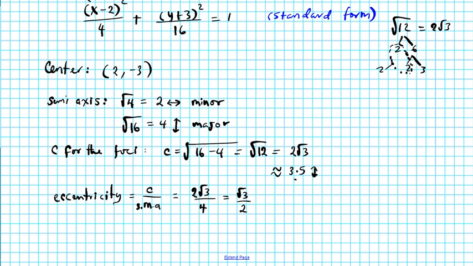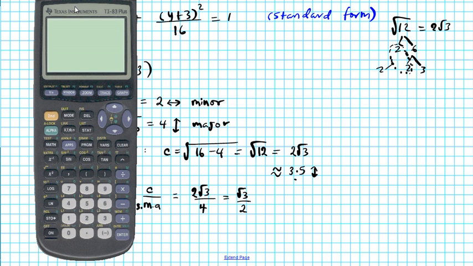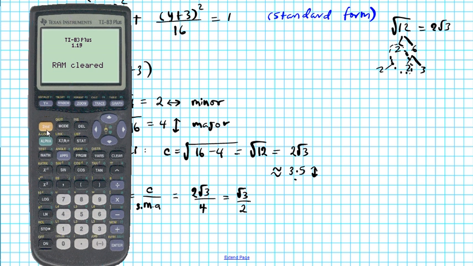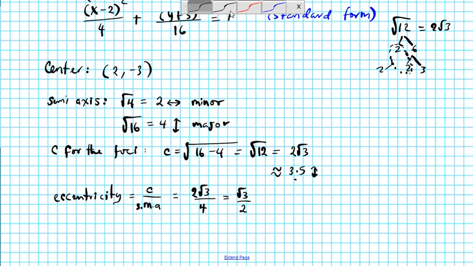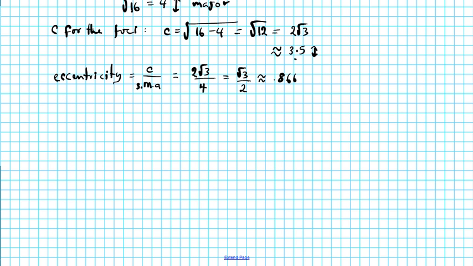Alright, so let's see how close to 1 that is, just to give you an idea of what that means. The square root of 3 divided by 2 is 0.866. So it's not too stretched out. The closer it is to 1, the closer it is to a circle. The farther it is from 1, the farther it is from a circle. So let's write that down: it's approximately 0.866. There goes your eccentricity. Now that's all I need for the properties of the ellipse.